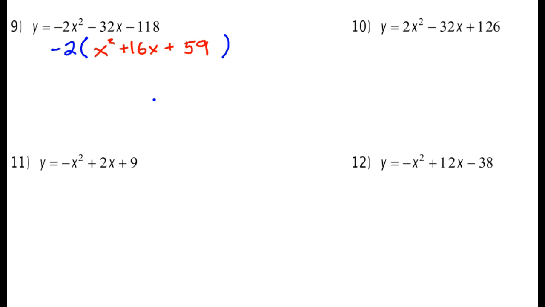And then we can go ahead and complete the square. We'll just have this negative 2 up front. Okay. So what number would we like to have? Oh, what is it? Half of 16? 8. 8 squared, oh, never mind, 64. So we need to add 64. But to get it equal to 59, minus.